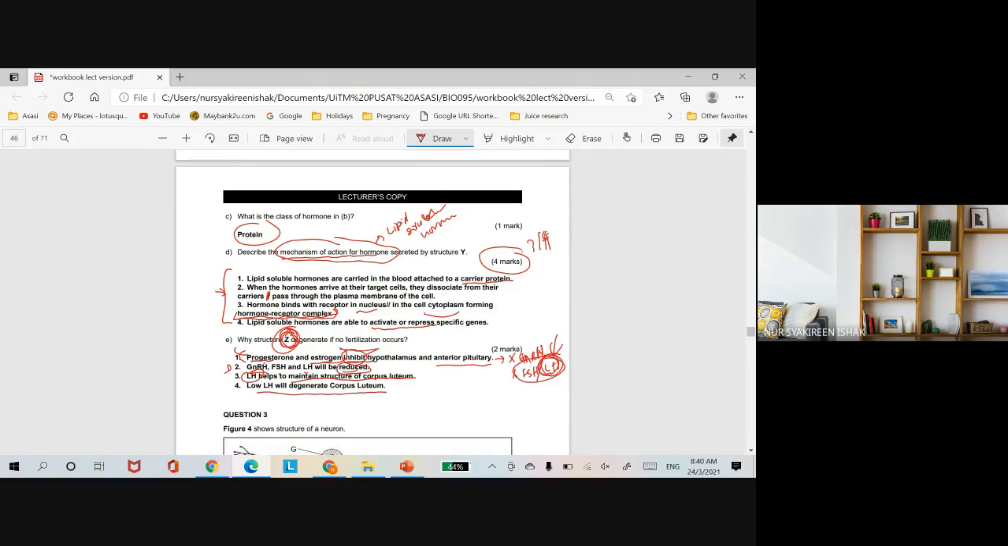FSH causes the ovary to cause the follicle to grow. As the follicle grows, it secretes estrogen. Estrogen causes the endometrium lining to start to thicken. Dia prepare untuk apa if there's possible pregnancy to occur nanti.